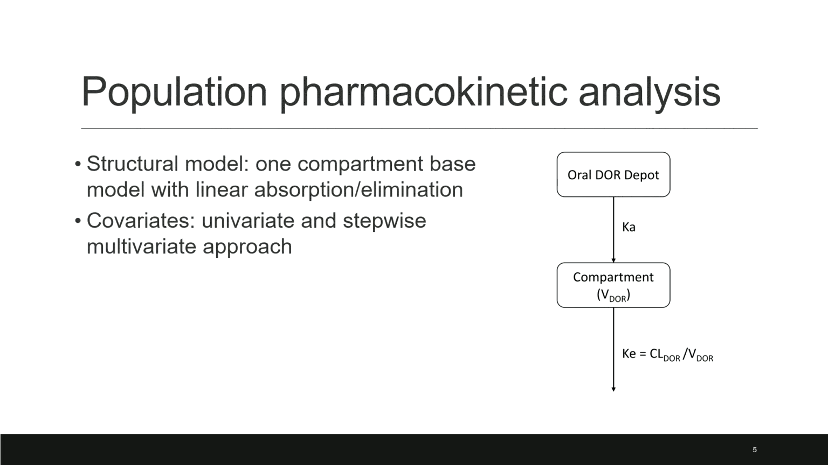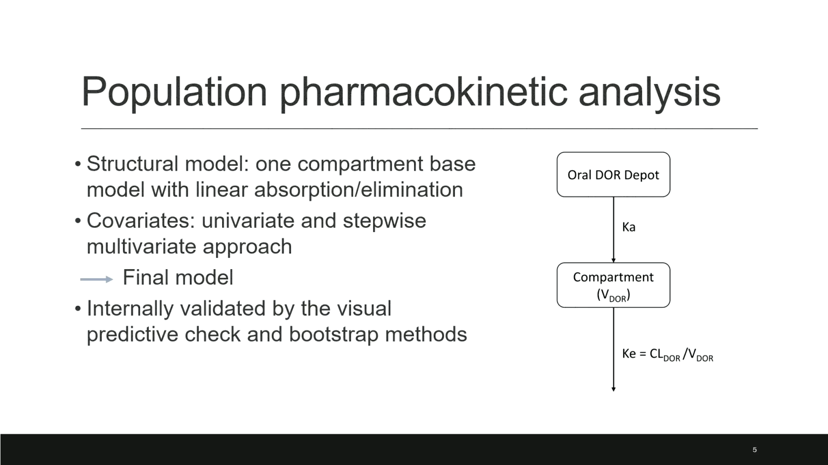We then did the covariate analysis. We started with a univariate analysis at a p-value of 0.05, and then a stepwise multivariate analysis at a p-value of 0.01. With this, we identified statistically significant covariates and ended up with our final model. This model was internally validated by the visual predictive check method and the bootstrap method.